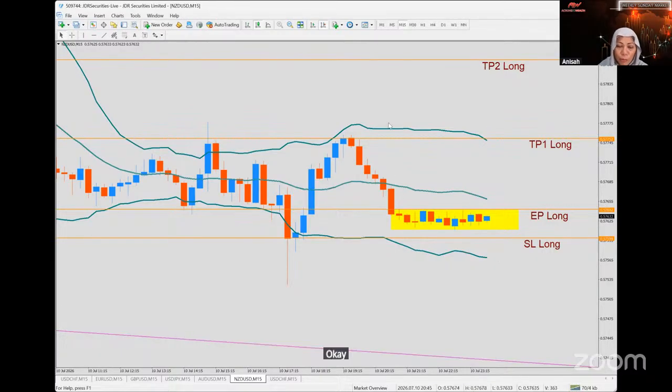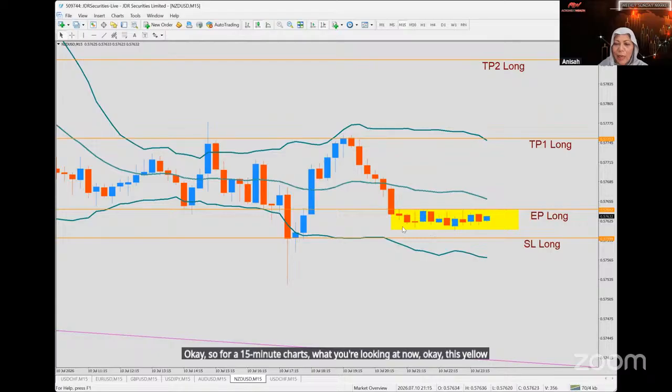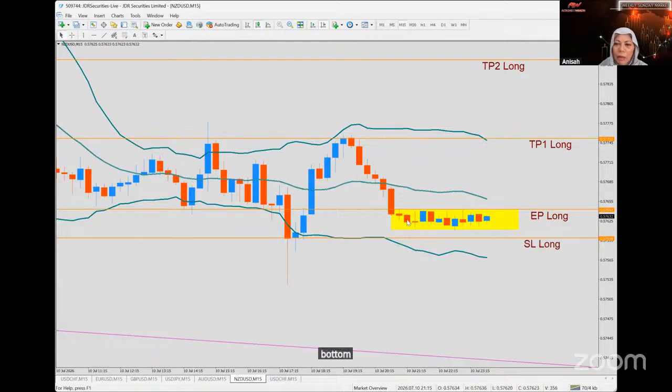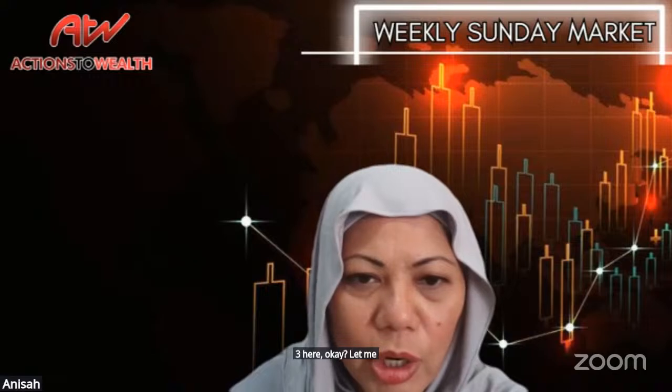So for 15-minute charts, what you're looking at now, this yellow rectangle is an area of bottoming consolidation. So the sellers are taking a rest. That being said, there could be two possible trades here. Let me switch my screen.